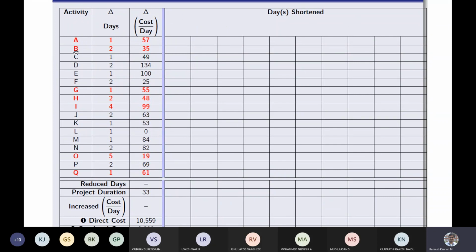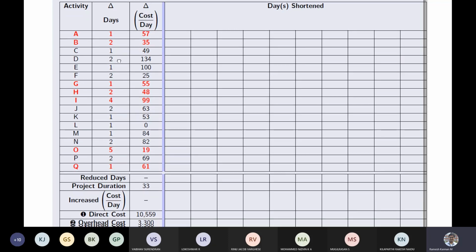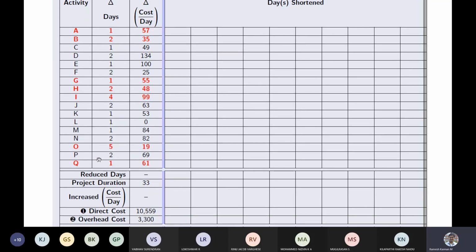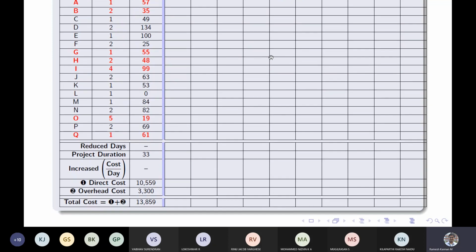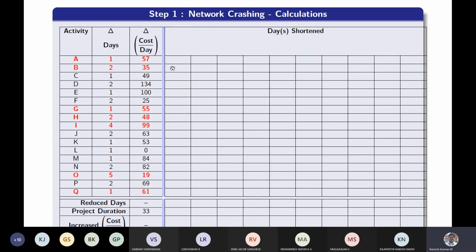Then I highlight, no, since it's a computerized thing, I have highlighted in red color, but you can provide some symbols like asterisk symbols to denote A, B, G, H, I, O, and Q, the critical activities, right? So among these critical activities, the rest is the same. The table is the same. Only thing is we have shortened that, so we don't require the other components. We only need activity, the change in days, and the cost slope, right? And highlight the critical path.